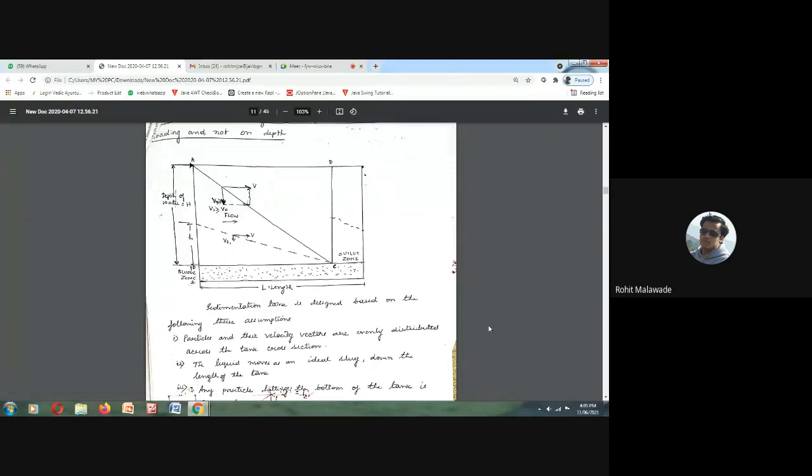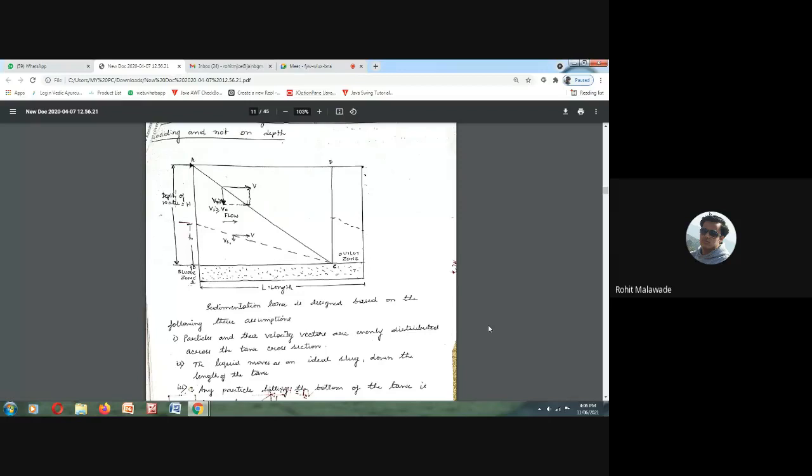In previous classes, we were discussing what sedimentation is, what the different types of sedimentation tank are depending upon their size and shape, and what the factors affecting the sedimentation process are. Then we saw in the previous class what the settling velocity and drag velocity are, and how they are important.